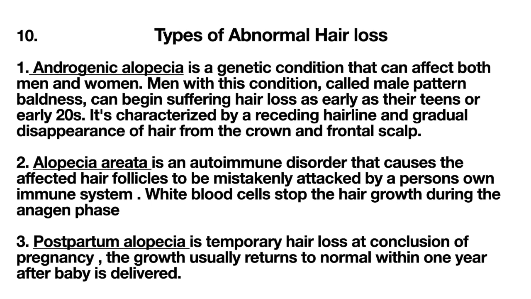Then we have alopecia areata. It is an autoimmune disorder that causes the affected hair follicles to be mistakenly attacked by a person's own immune system. White blood cells stop the hair growth during the anagen phase. Postpartum alopecia is temporary hair loss at conclusion of pregnancy. The growth usually returns to normal within 1 year after baby is delivered.